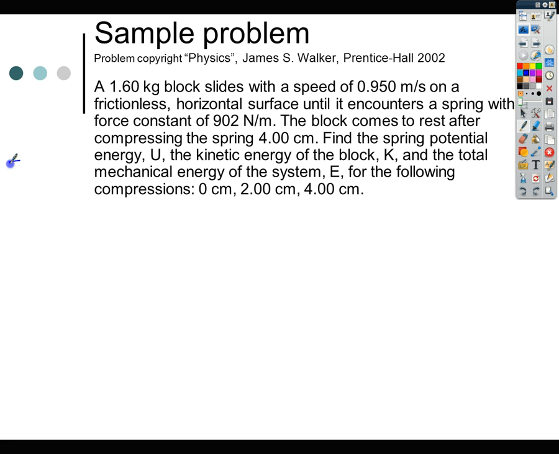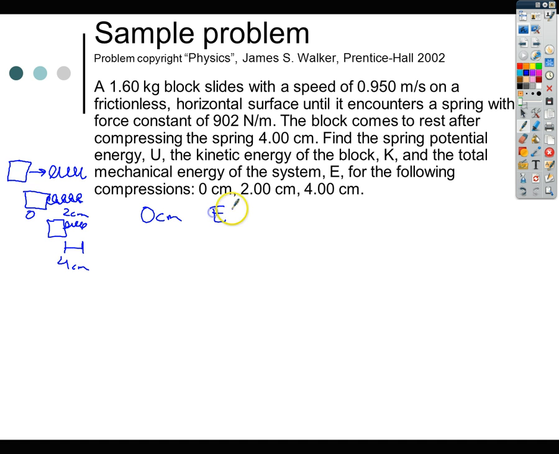For a picture of this, you would have the block coming in and your spring sitting here, and in the next picture your block would be just at the spring, and then finally you've got your block and it has compressed the spring. So our first compression distance here is 0, then you'd have one that would be 2 centimeters, and then another that would be 4 centimeters. So it progressively gets more compressed as you go through. Let's do this first for 0 centimeters.